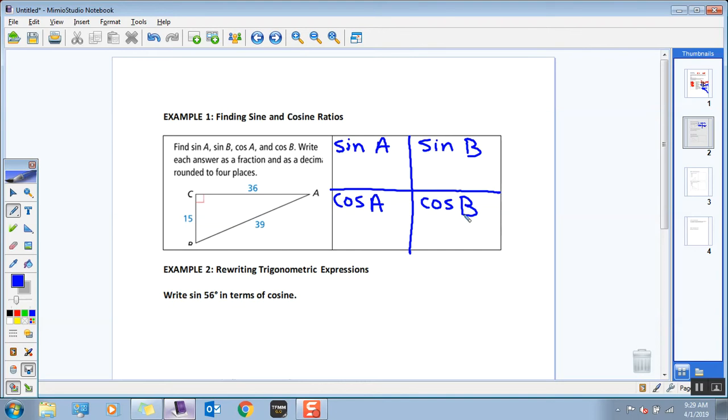Hey Carson. Yeah. When we're trying to find the decimal, do we press the sine and cosine buttons? No, you don't have to do anything there. You're just going to do one side over the other and then divide that ratio out. So for instance, what do you have for sine of A, kids? 15 over 39. Now some of you might choose to reduce that fraction. That's fine. But your decimal is going to be whatever 15 divided by 39 is. Okay?